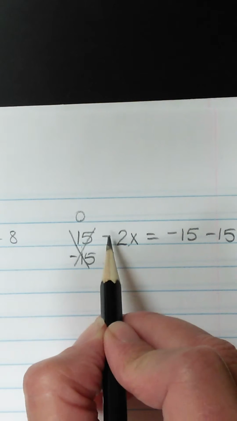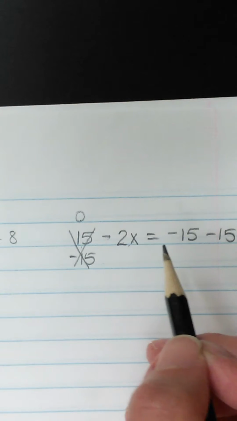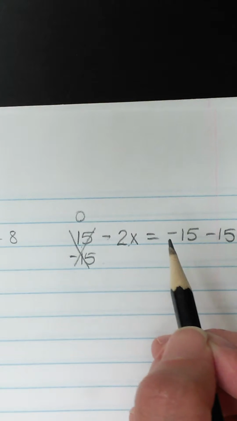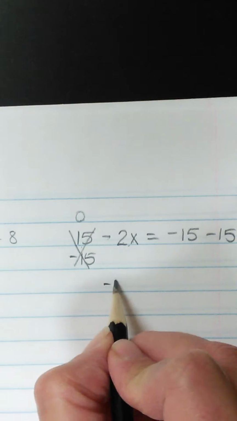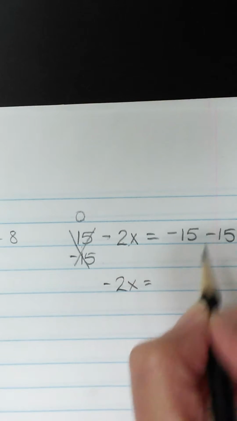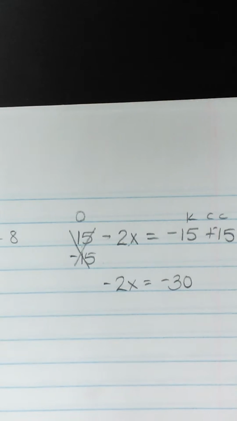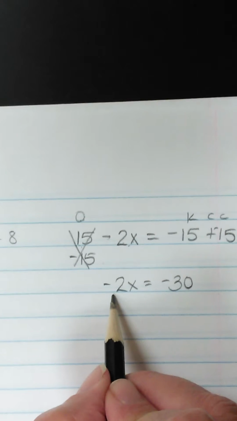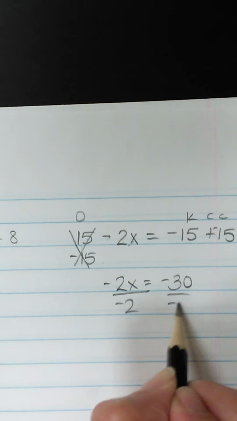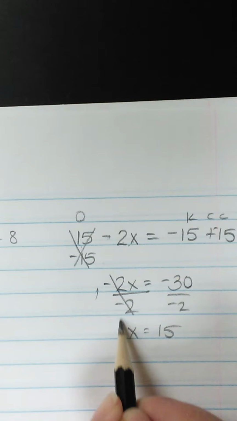Now I get 0 minus 2x. 0 minus anything, like 0 minus 2 is negative 2. 0 minus 5 is negative 5. 0 minus 2x is negative 2x. Now for here I've got a KCC, so I'll get negative 30 as being my answer there. Now I'm back to that one step that I can do. Divide by negative 2 on both sides. I'll get x is equal to 15.